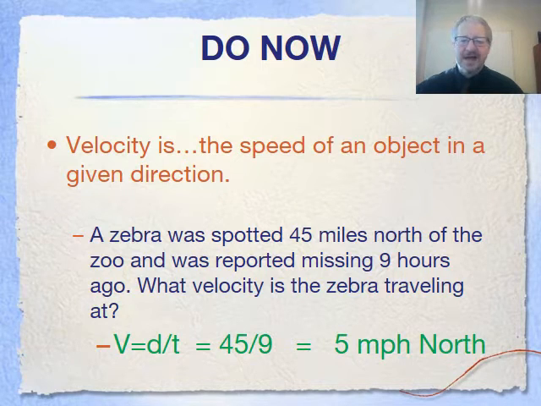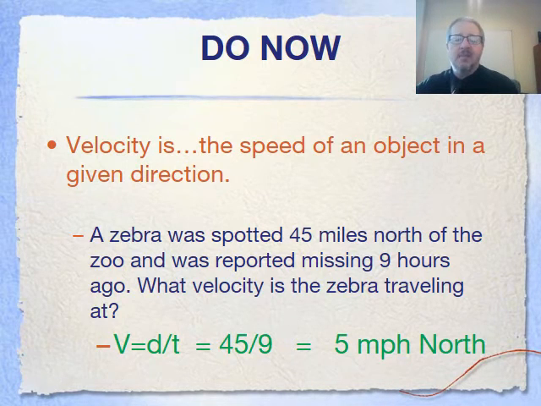All right, so velocity is the speed of an object in a given direction. So that's a bit of a review. We're going to be talking about acceleration and how it relates to velocity shortly. To solve a velocity problem, we want to take the distance and divide that by the time to give us velocity. We have to remember that we need to include direction with velocity as well.